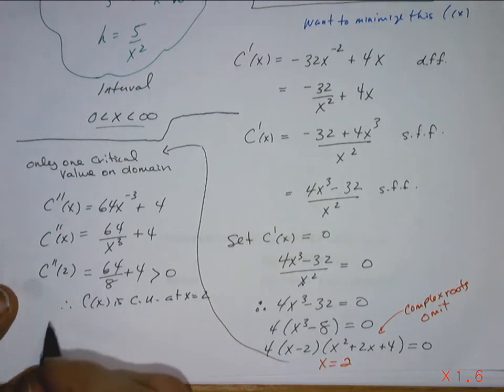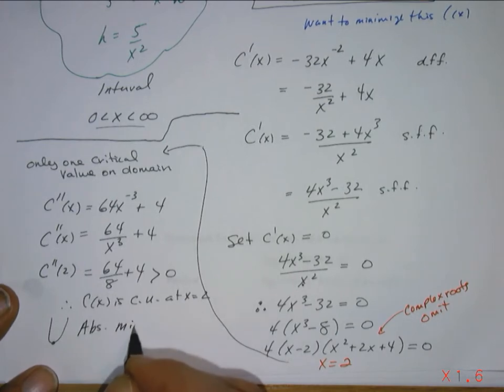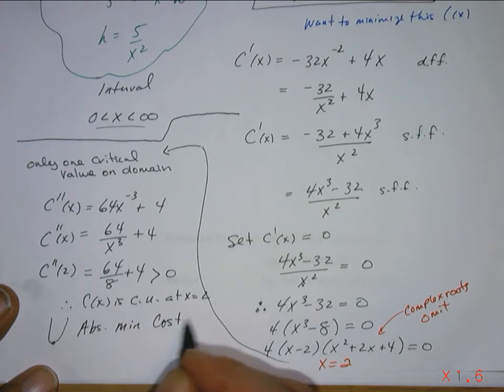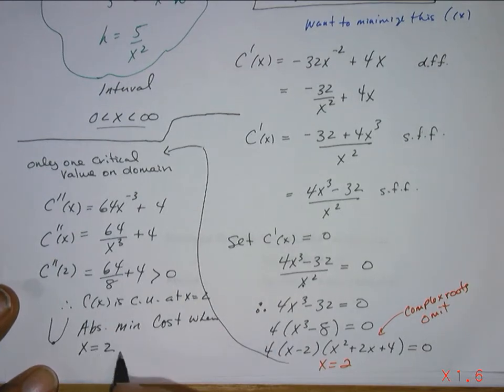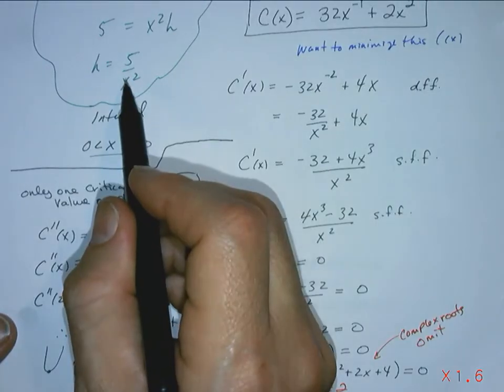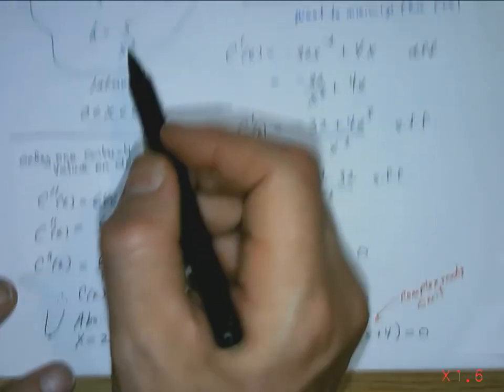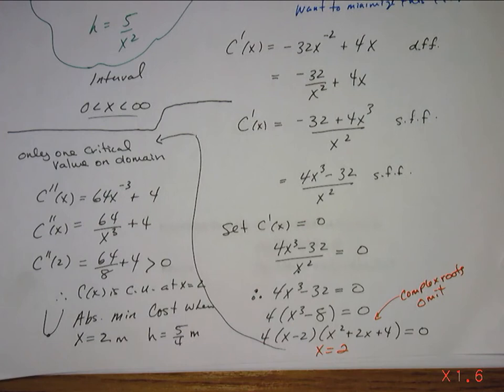Which means if it's concave up, I have an absolute minimum cost when x equals 2 meters. And the height, I guess, at this point, if we go back, the height will be 5 over 2 squared. The height will be 5 over 4 meters. And those are my two answers.